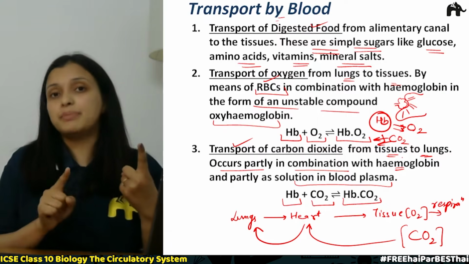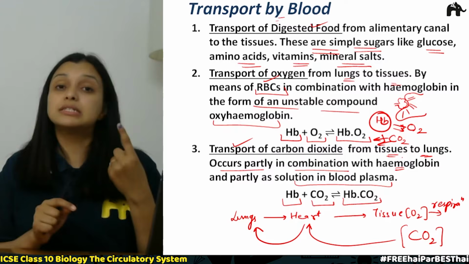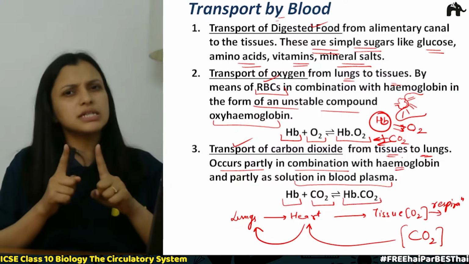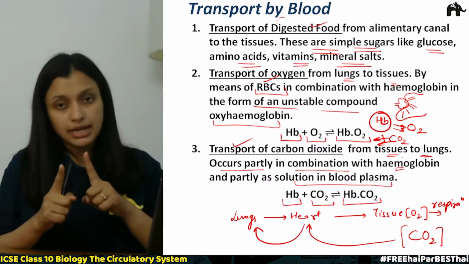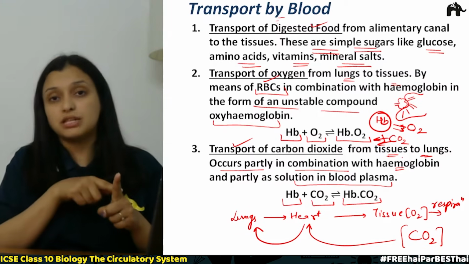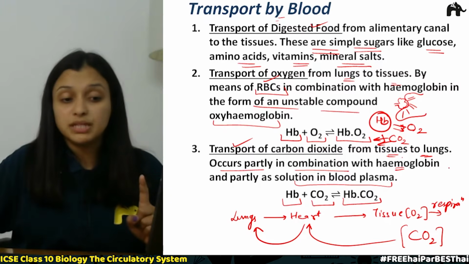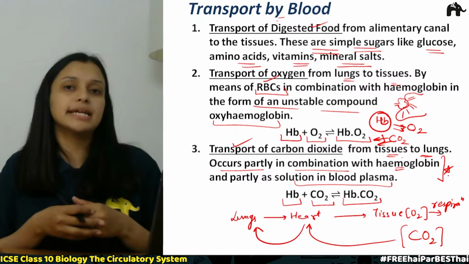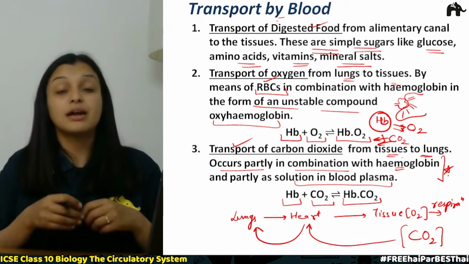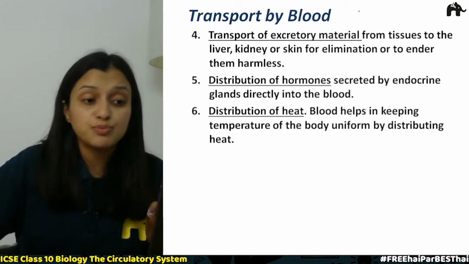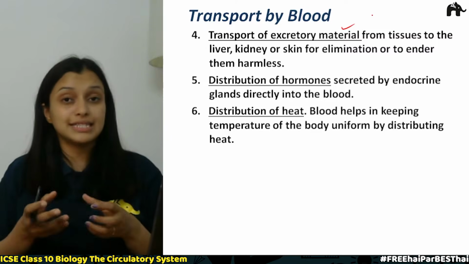But in the case of carbon dioxide, it travels, one, by making an unstable compound with hemoglobin, right? And secondly, in solution form in our blood plasma, right? So this is something important which you must remember. Correct? So let's see the next function of our blood as a transport system. Now the fourth function is transport of excretory material, as I told you.